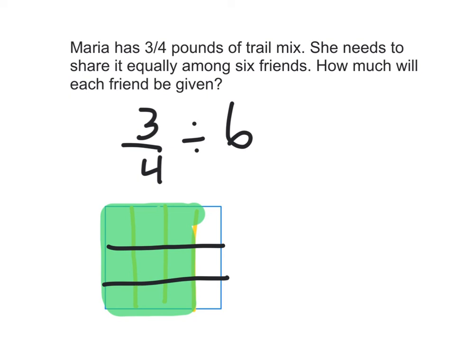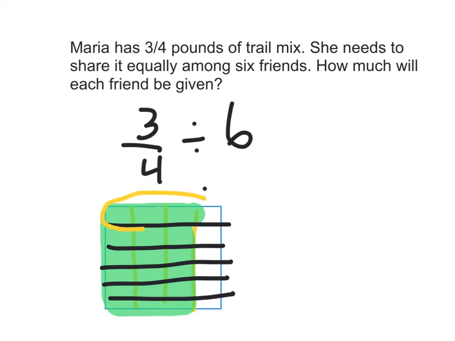So I'm now dividing it into sixths. And what will each friend get? Well, I'm going to take this one row, and there's 3 pieces in the row out of a total of 24 identical pieces, which also is 1/8. So 3/4 divided by 6 is going to be 1/8. Each friend will get 1/8 of a pound.